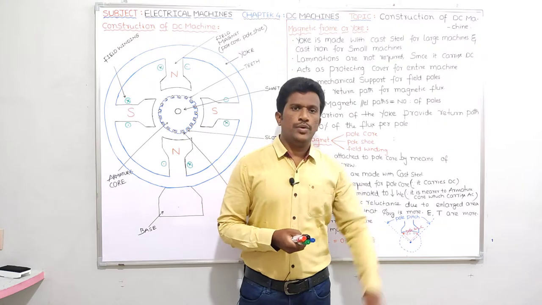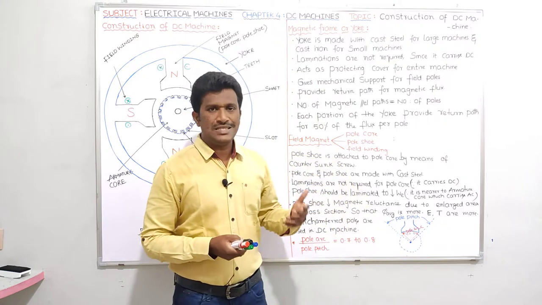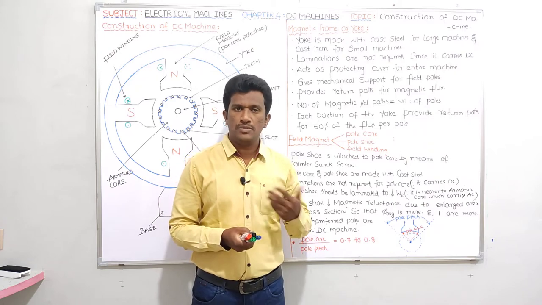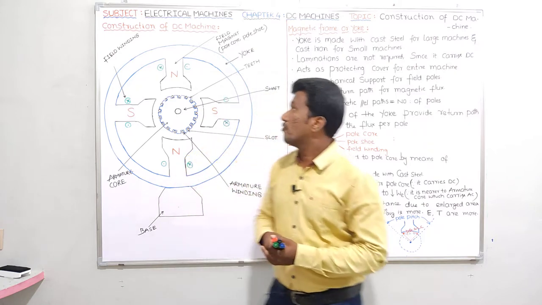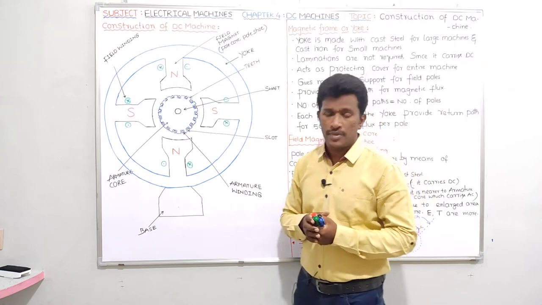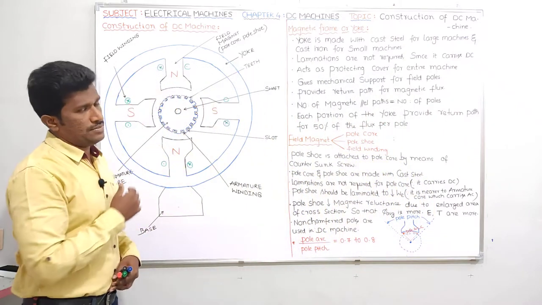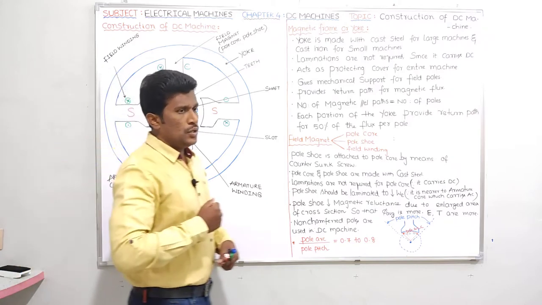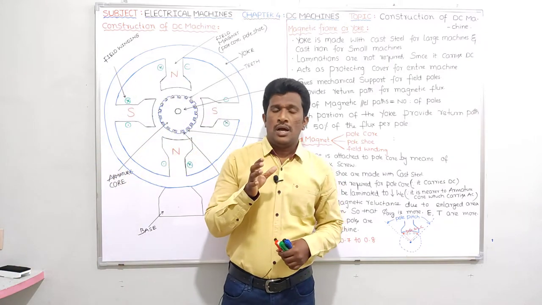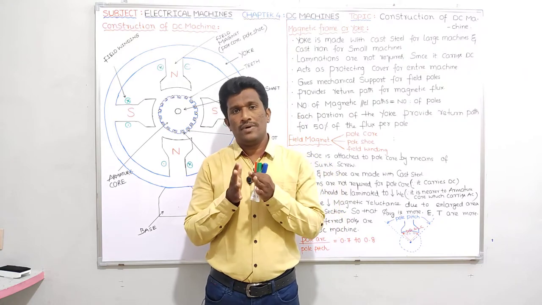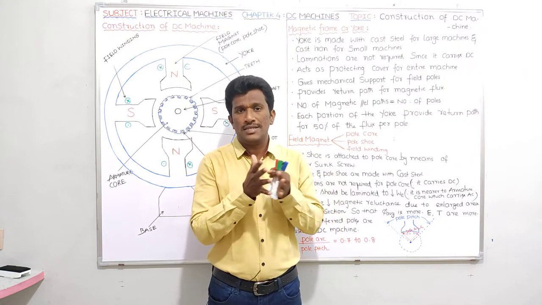So in the last two videos, we had seen a simple loop diagram of a DC generator and a simple loop diagram of a DC motor in chapter number 4, DC machines. Now in this session, I'm just going to start construction of DC machine. Before that, you please try to see, guys, I think I already gave an introduction video regarding the syllabus.